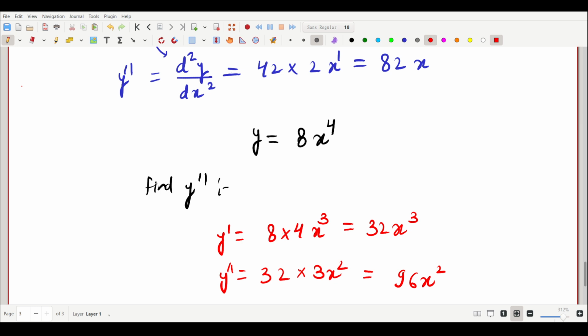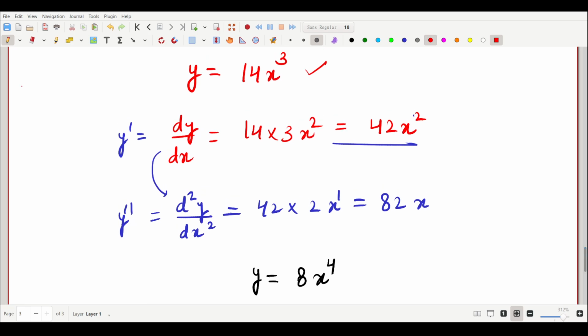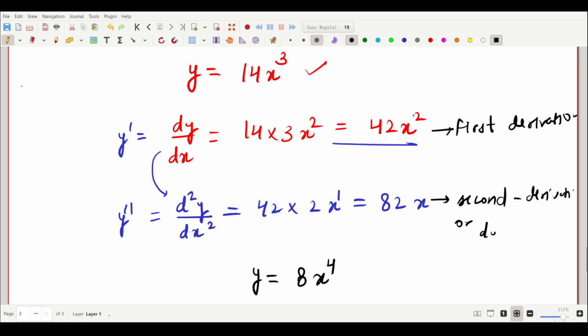Now the question is, why do we need a second derivative? This differential dy over dx is known as the first derivative, or just derivative. The second differential d2y over dx square, or y double dash, is also known as the second derivative or double differential, same thing.